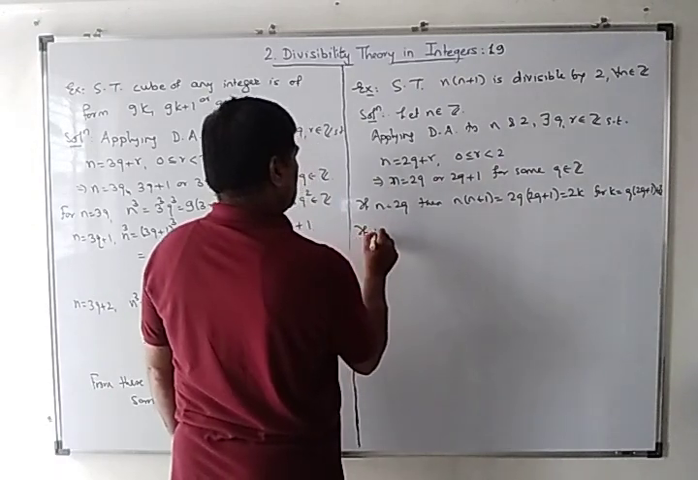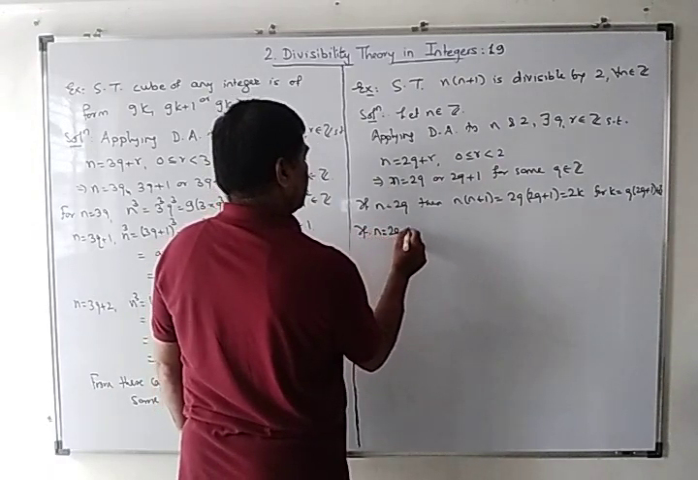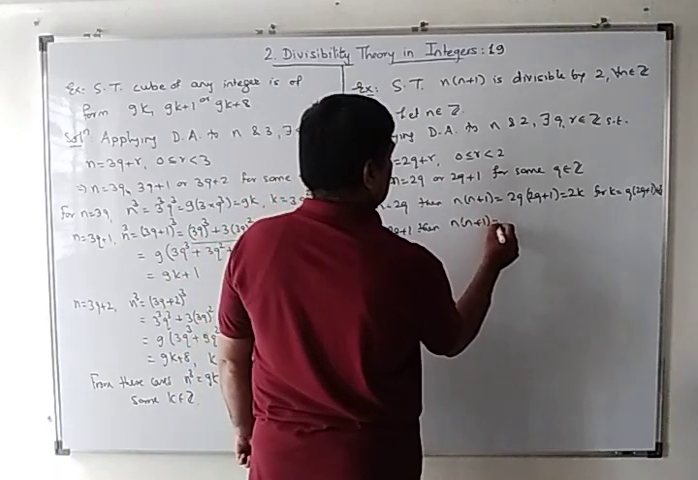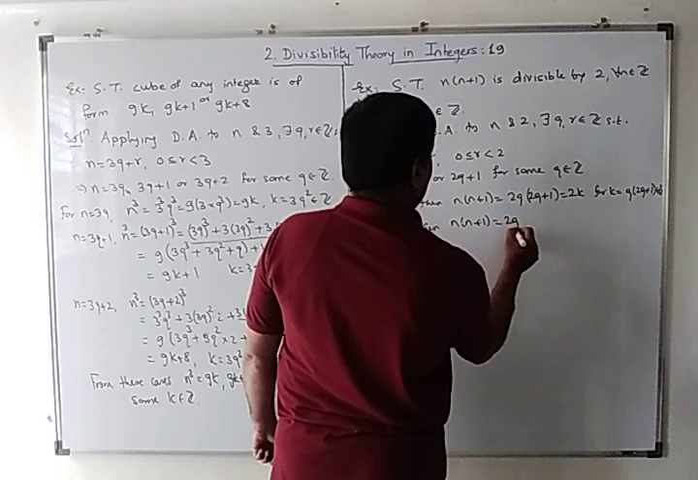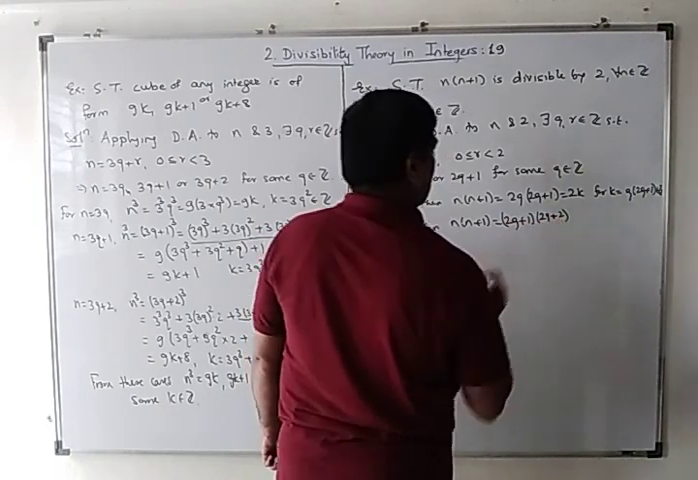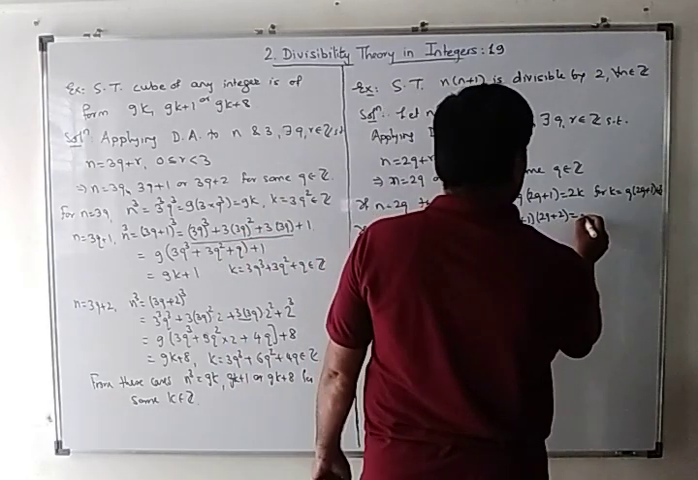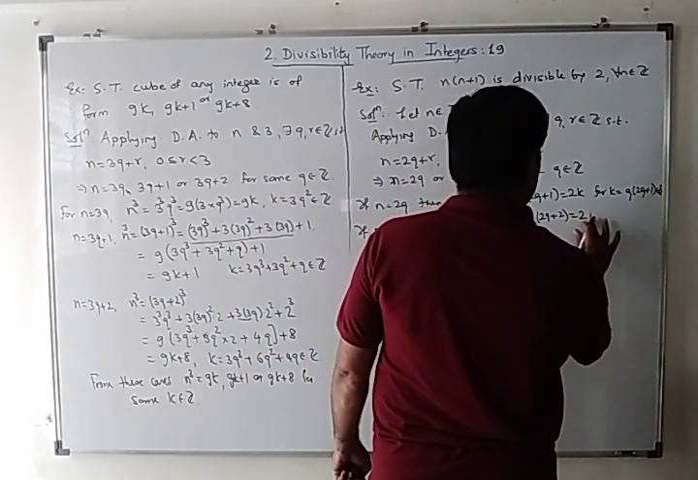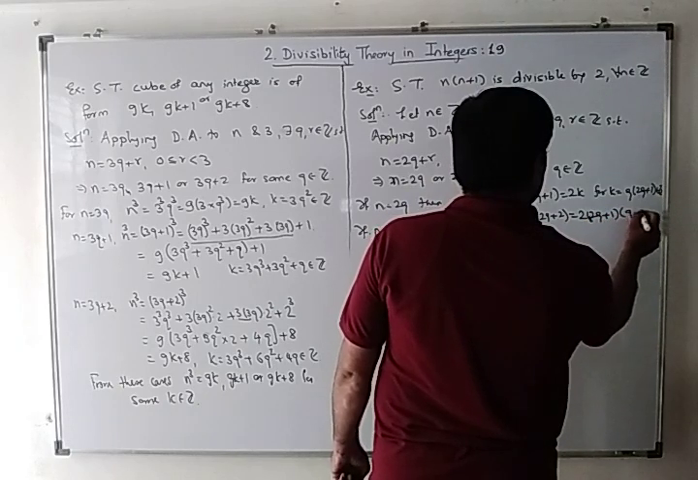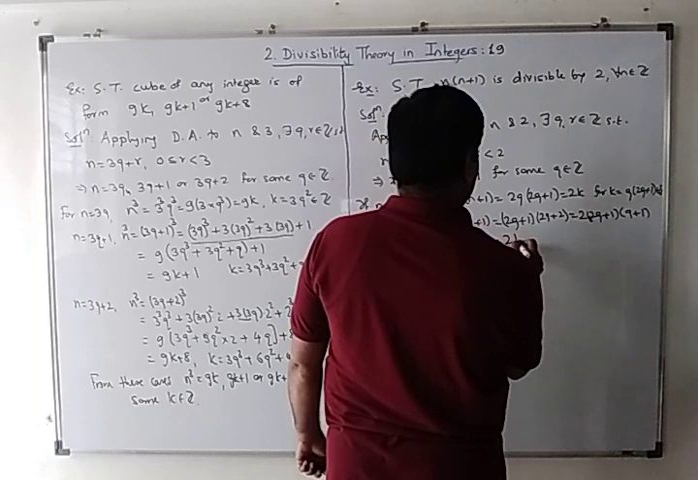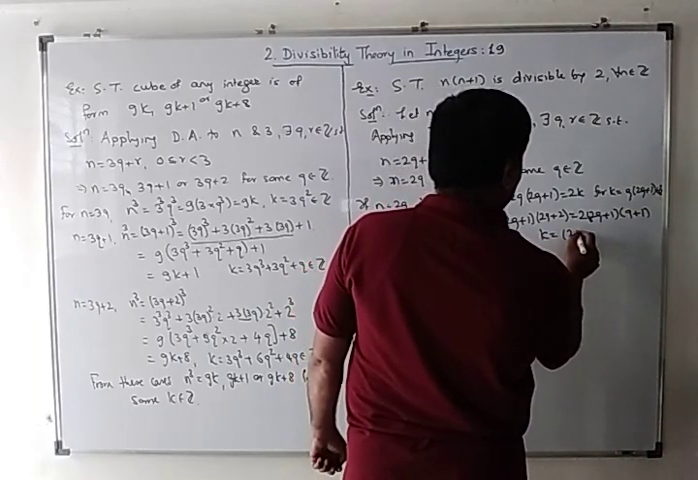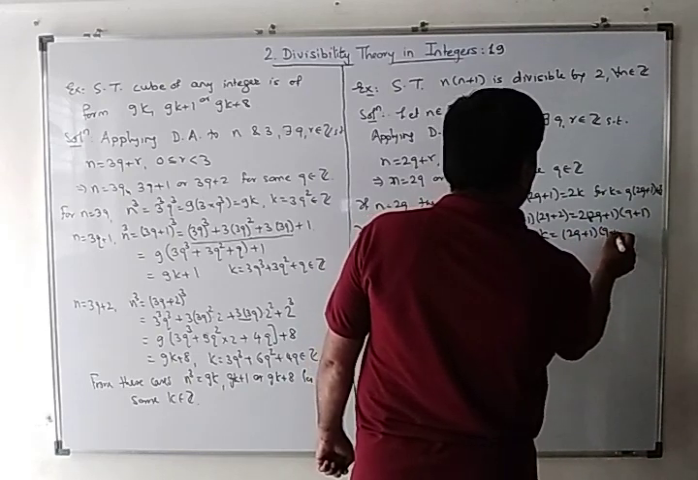If n is equal to 2q plus 1, then n into n plus 1 is nothing but 2q plus 1 into 2q plus 2, which is nothing but 2 times 2q plus 1 into q plus 1, which is equal to 2k. K is equal to 2q plus 1 into q plus 1 belongs to Z.